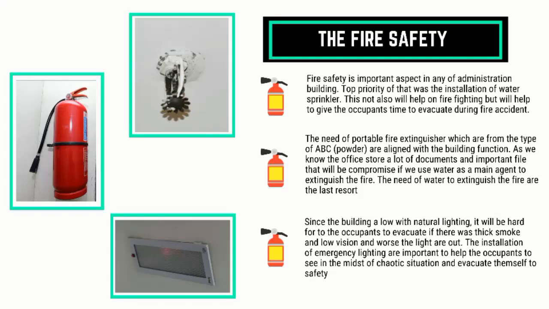The fire safety. Fire safety is an important aspect in any administration building. Top priority of that was the installation of water sprinklers. This will not only help on firefighting, but will help to give the occupants time to evacuate during a fire incident. The need for portable fire extinguishers, which are of the type ABC, as we know, dry powder, are aligned with the building function.